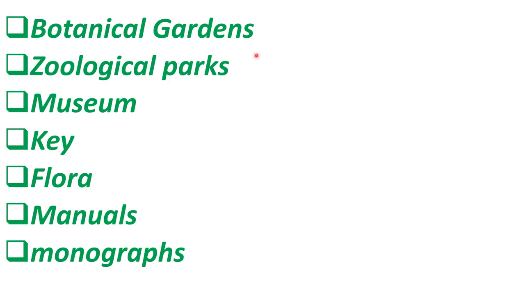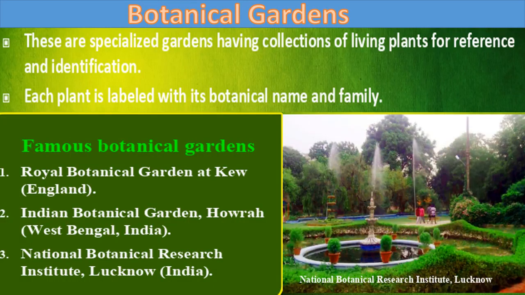I have already told you about the taxonomical aids introduction part. So now we will do these taxonomical aids. So let's start with the botanical gardens. So botanical gardens are specialized gardens having collection of living plants for reference and identification. So in the botanical garden, living plants are collected for the identification and reference point of view.